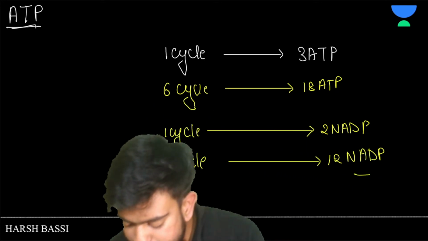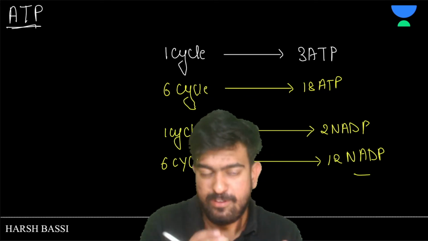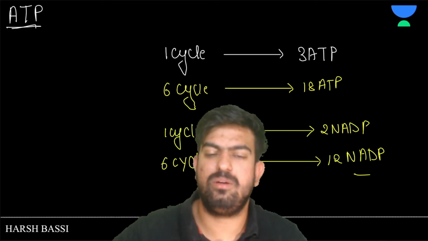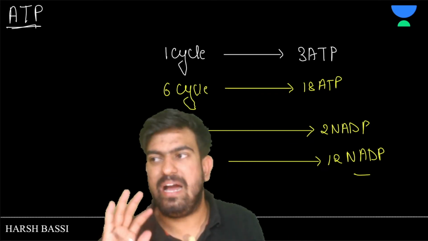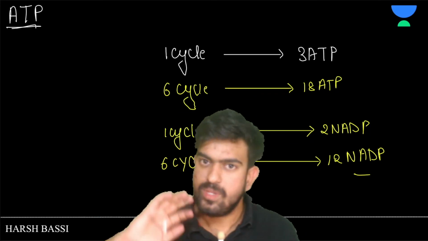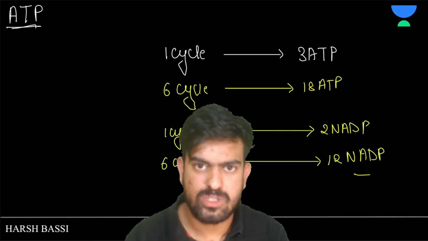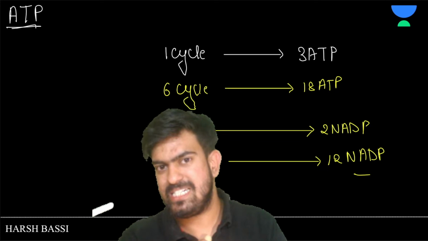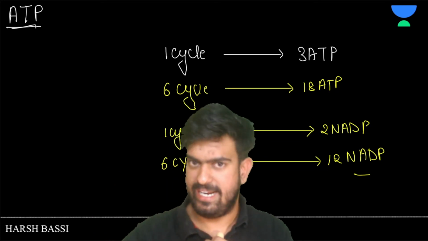Clear? Now, a very basic concept before ending the class. This was all about the Kelvin cycle. But still you have some doubts, like, sir, where did the CO2 come from, and all those things. So let's clear those things. And after that, I'll give you a very small glimpse of some other cycles, and then I'll end the class.